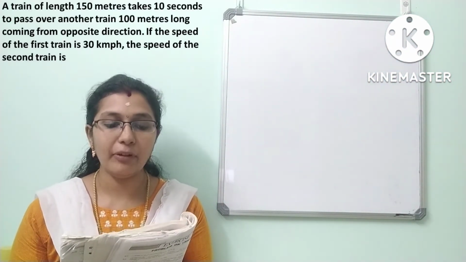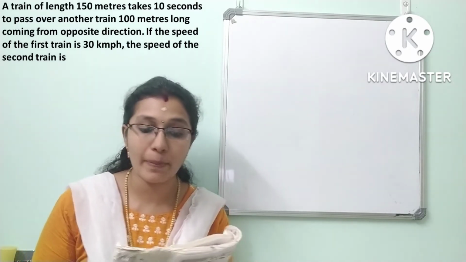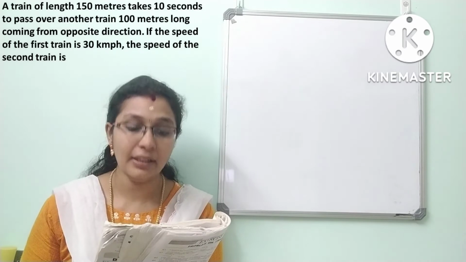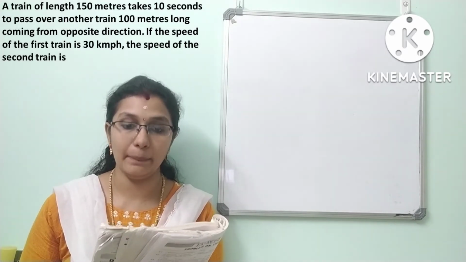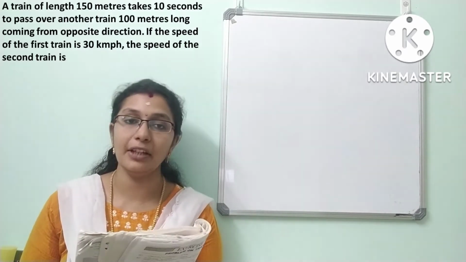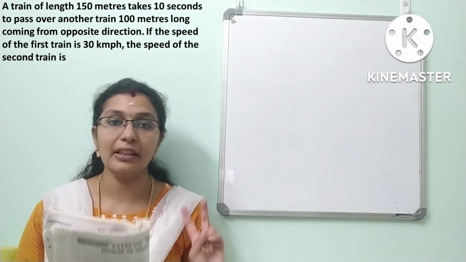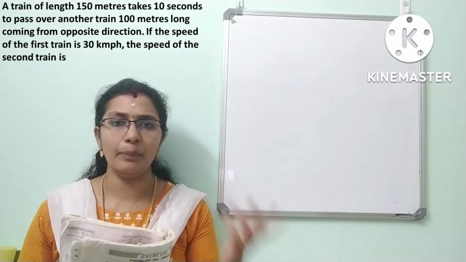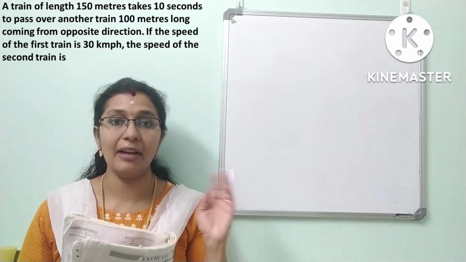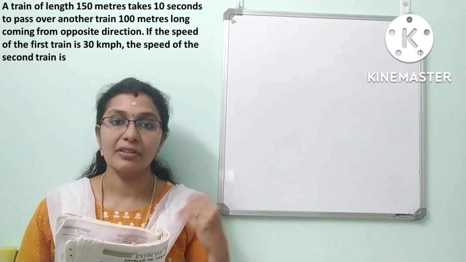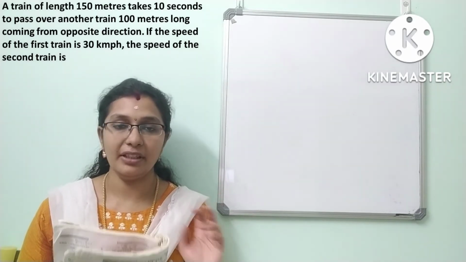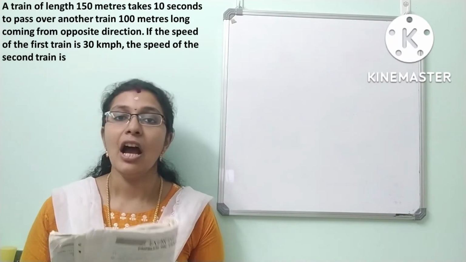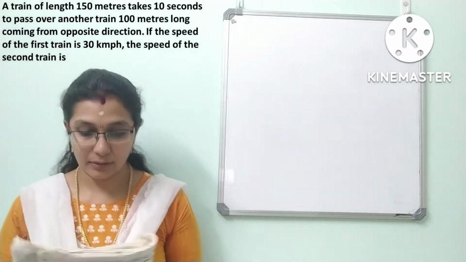A train of length 150 meters takes 10 seconds to pass over another train 100 meters long coming from the opposite direction. If the speed of the first train is 30 km per hour, the speed of the second train is? So we'll have to find the speed of the second train. Till now we have seen a train crossing a man, a pole, a telegraph, then a tree, platform, bridge, etc. Now our train is crossing another train, okay?